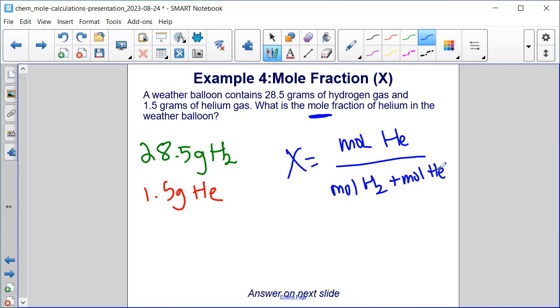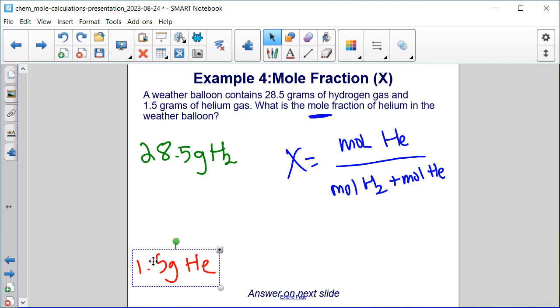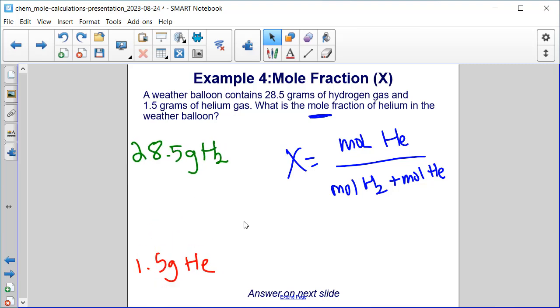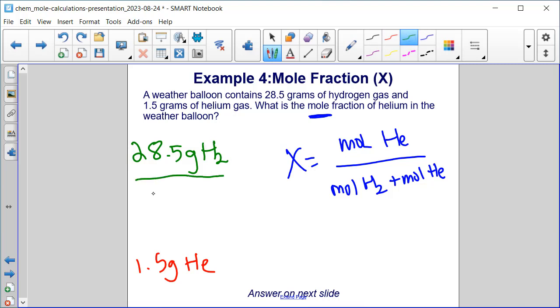We first need to find the moles of hydrogen and helium since we're given grams. You can just use molar mass to do that, keeping in mind this is H2. The molar mass of H2 is about 2 grams per mole, and the molar mass of helium is about 4 grams per mole. Once we know the moles, we can substitute into this equation and solve for X. Let's take a look at that on the next slide.